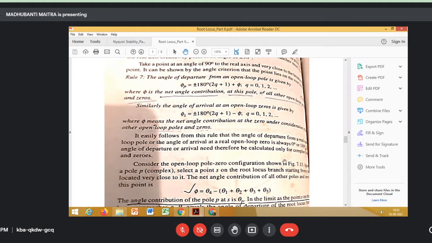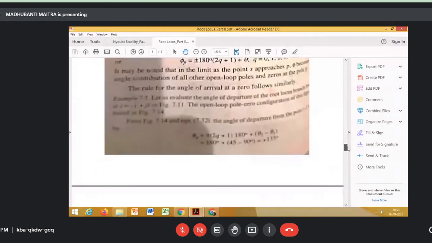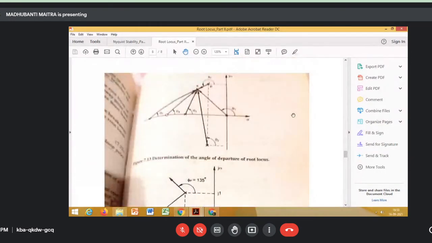So it easily follows that the angle of departure from a real open loop pole, or the angle of arrival at a real open loop zero, is always 0 degree or 180 degree, as we have discussed. So angle of departure or arrival need therefore be calculated only for complex poles and zeros. Poles and zeros means open loop poles and zeros. Now to find out the angle of departure, let's again refer to this particular figure.